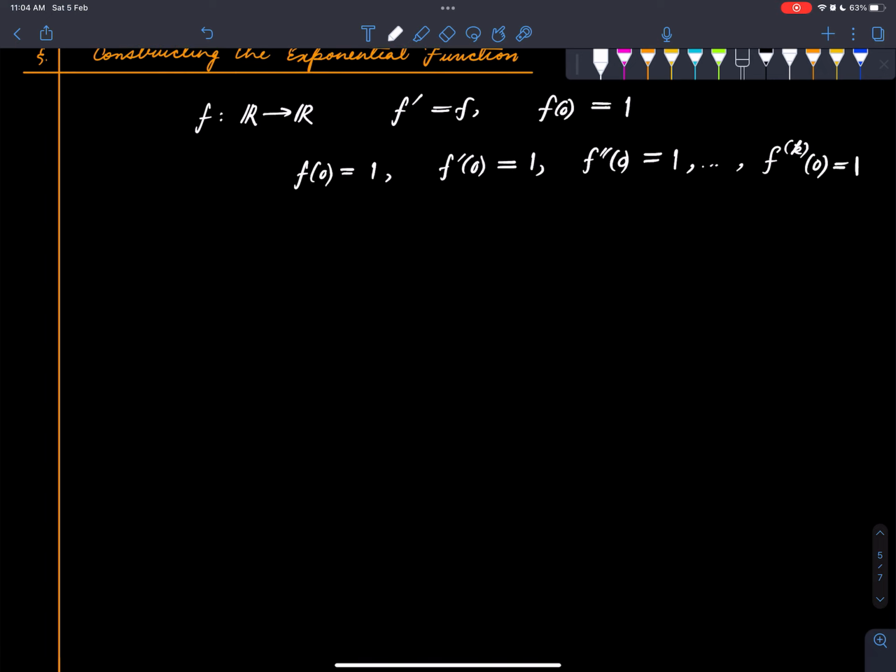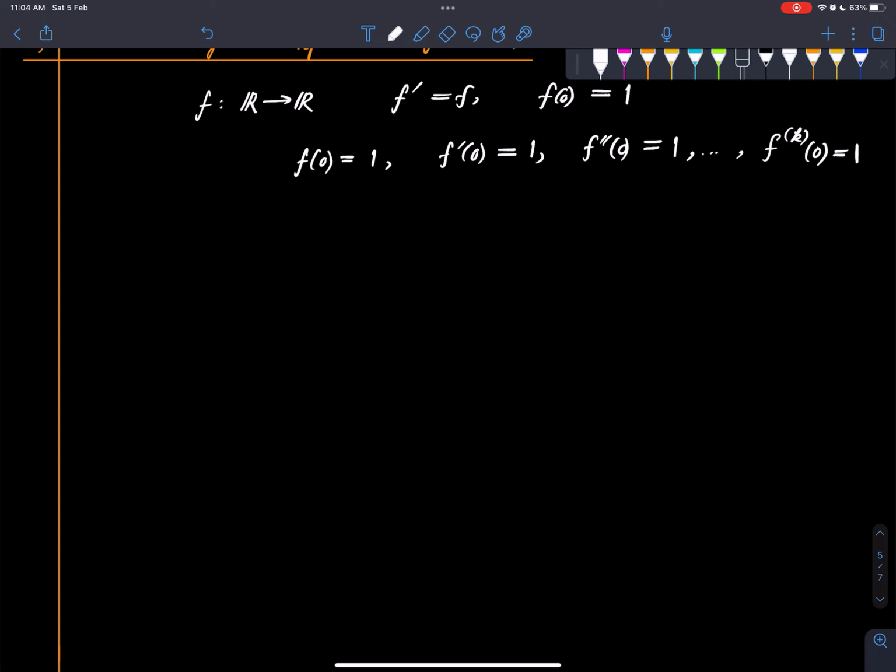Now what does Taylor's theorem say? Taylor's theorem says that f of 0 plus h, basically f of h, is the sum from k equals 0 to some n of the kth derivative of f at 0 divided by k factorial, times h to the power k, plus some remainder term.